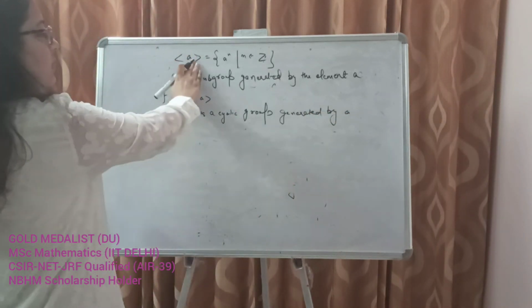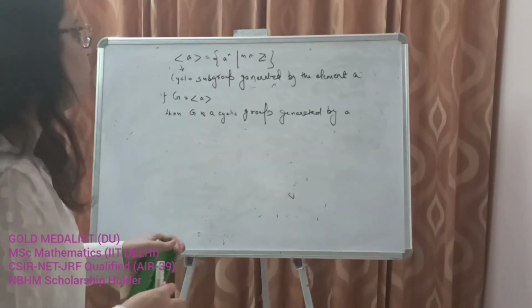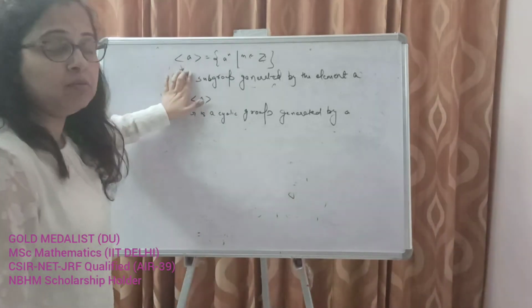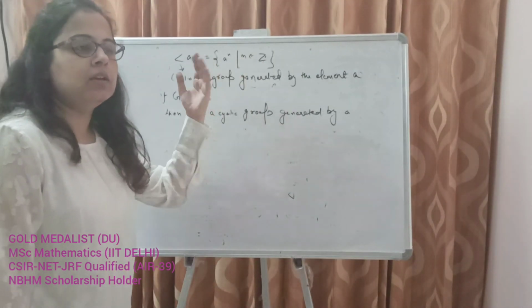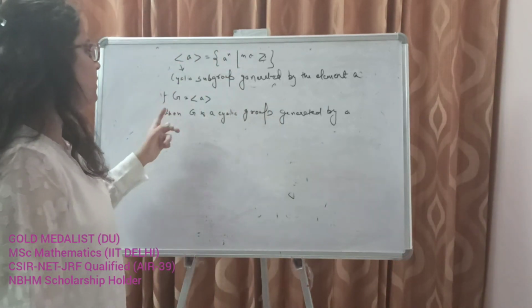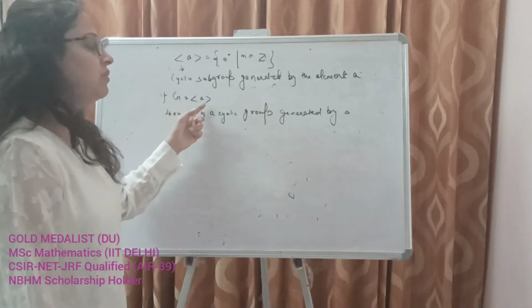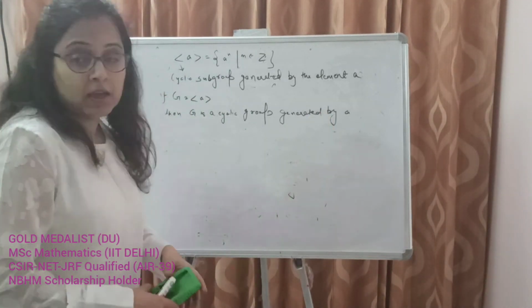So for now, just remember that this subgroup is also called a cyclic subgroup and it is generated by A. Why do we say that it is generated by A? Because it contains all powers of A: A square, A cube, A4, A5. So we say that it is generated by A. If at all it turns out to be equal to the group itself, then we say that G is a cyclic group generated by A.